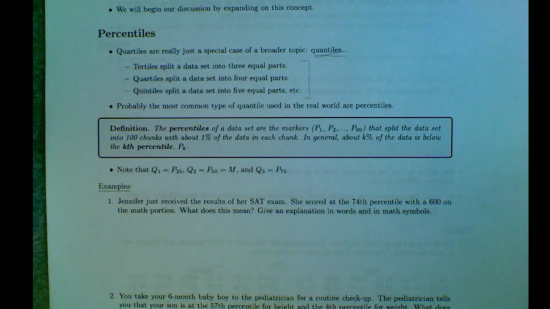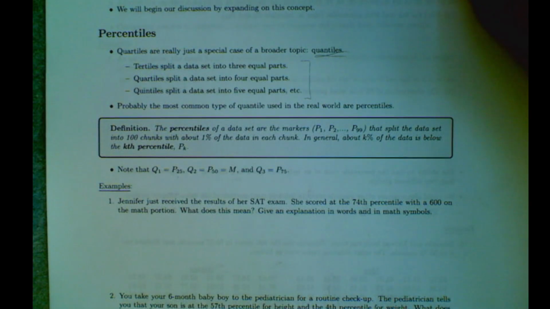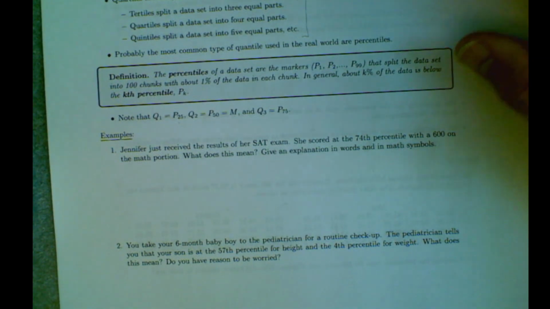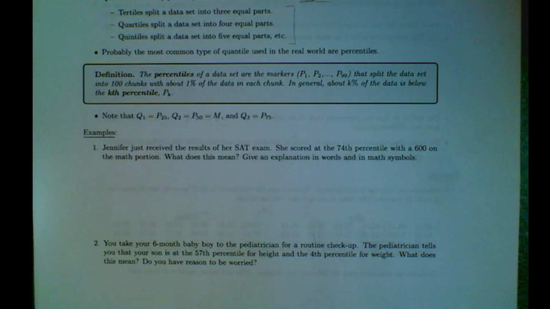So let's practice interpreting percentiles in the next couple examples, and then I'll show you how we can compute percentiles in Excel. So this first example says, Jennifer just received the results of her SAT exam. She scored at the 74th percentile with a 600 on the math portion. What does this mean? Give an explanation in words and in math symbols.